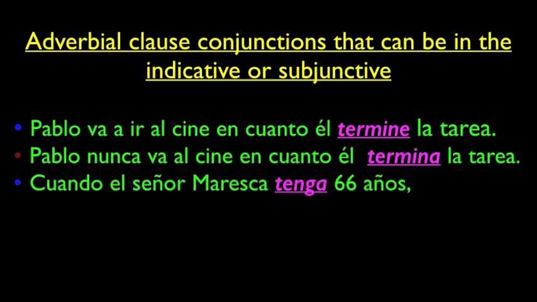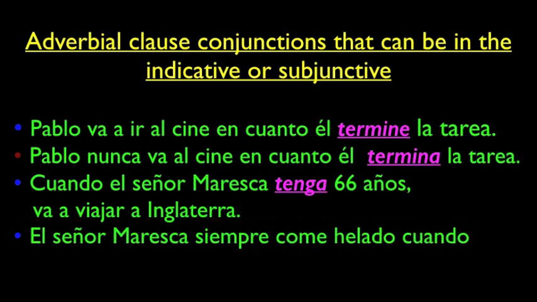As opposed to Pablo nunca va al cine en cuanto él termina la tarea. Here, it's a habitual action. He never goes to the movie as soon as he finishes the homework. Here's another one. Cuando el señor Manesca tenga 66 años, va a viajar a Inglaterra. Our main clause, va a viajar a Inglaterra, is the main clause. We're thinking the future. So after cuando, the verb is in the subjunctive because it's unfulfilled. Señor Manesca may not get to 66 years old. You don't know, I don't know, no one knows.